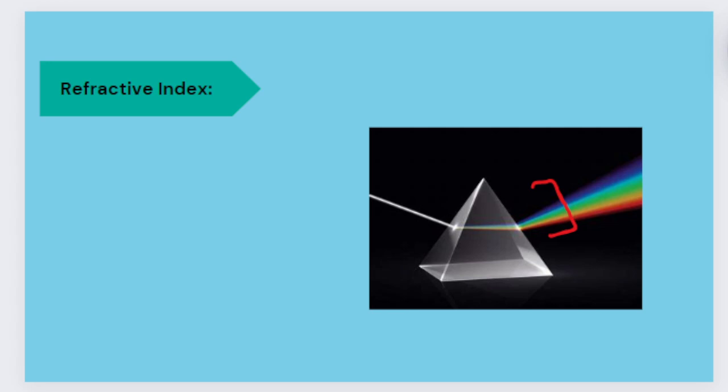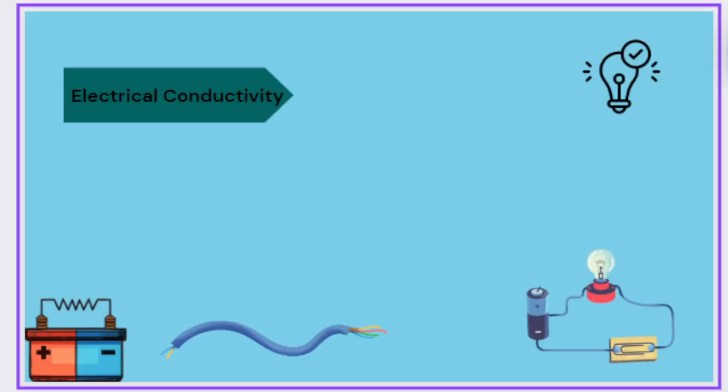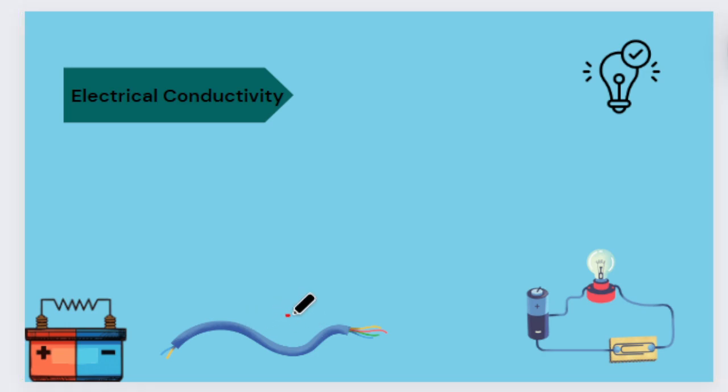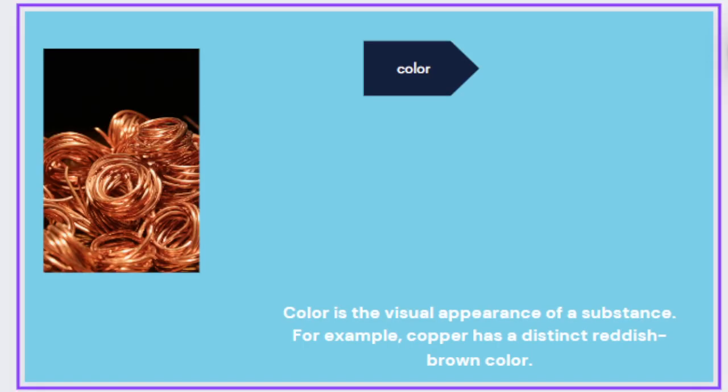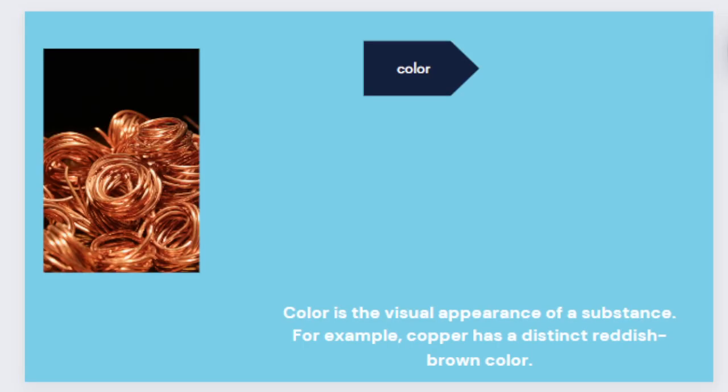Next example, if I take, that is electric conductivity. Some matter is more conductive than others. Like, if I take an example, copper is more conductive than gold. So it's an intensive property and doesn't depend on the amount of matter. Next one is color. With the help of color, we easily identify any matter. Like copper has a reddish brown color. So yes, it doesn't depend on mass.